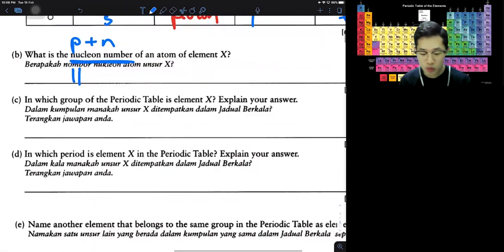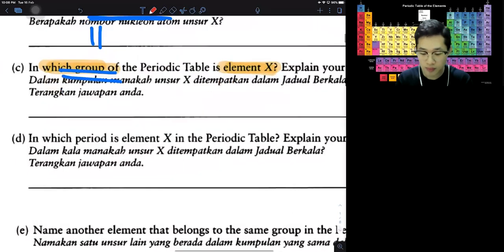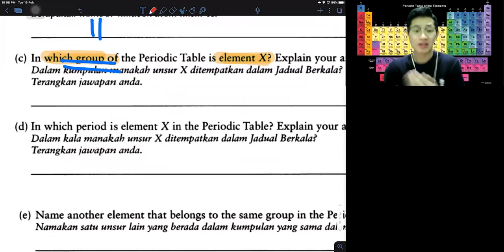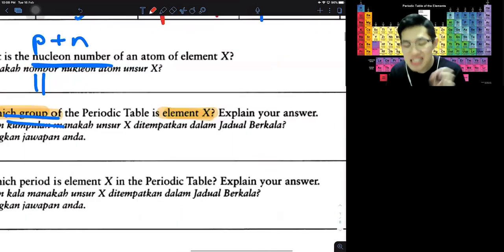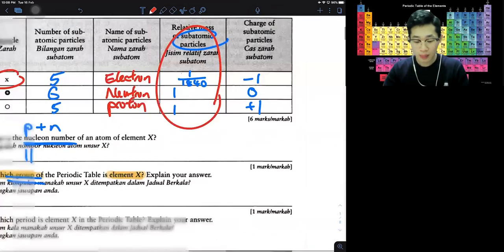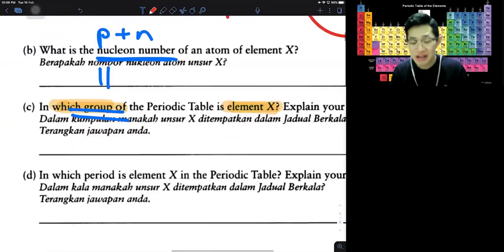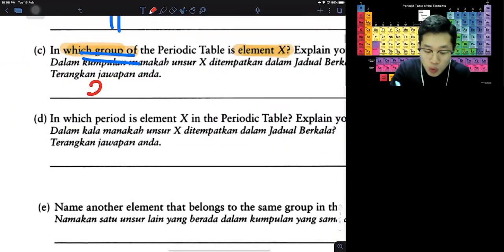11. In which group of the periodic table is element X? Explain your answer. So group, when they ask you group or when they ask you period, all you have to do is write out the electron arrangement. Should we memorize relative mass of subatomic particles? Yes, you should. Okay, you should remember this. Which group? Electron arrangement. It has 5 protons, 5 electrons. That means the electron arrangement will be 2, 3.